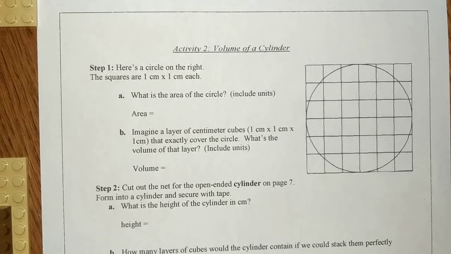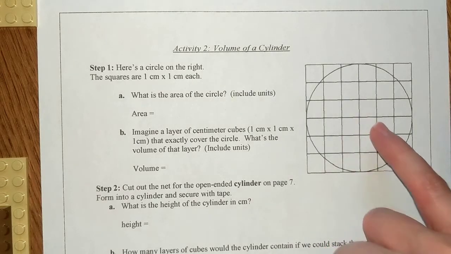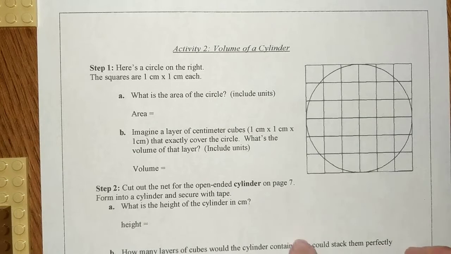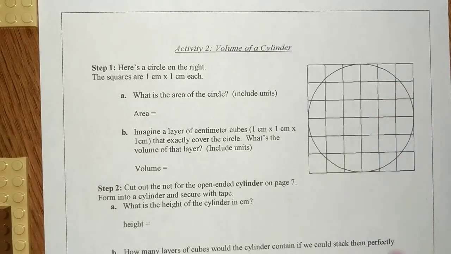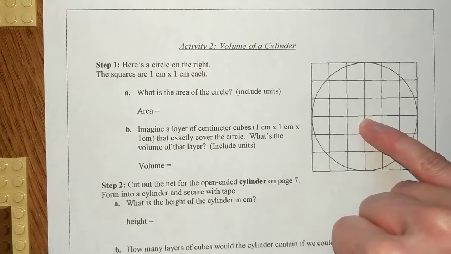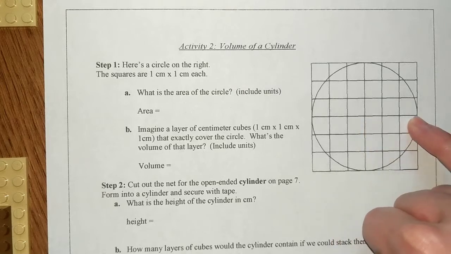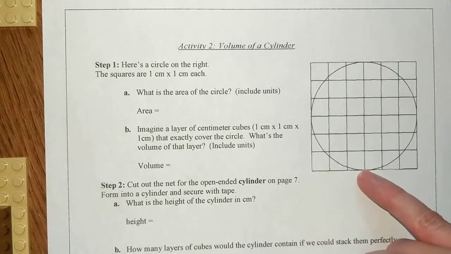Okay, so here are a couple comments on this second activity, the volume of a cylinder. So here's a circle that you see right there, and we're thinking about the area of a circle. Each one of these is a centimeter, 1 centimeter by 1 centimeter, right? So then the radius of this circle, from the center out, should be 3 centimeters. Do y'all see that? So from here out it's 3, here it's 3, here it's 3.